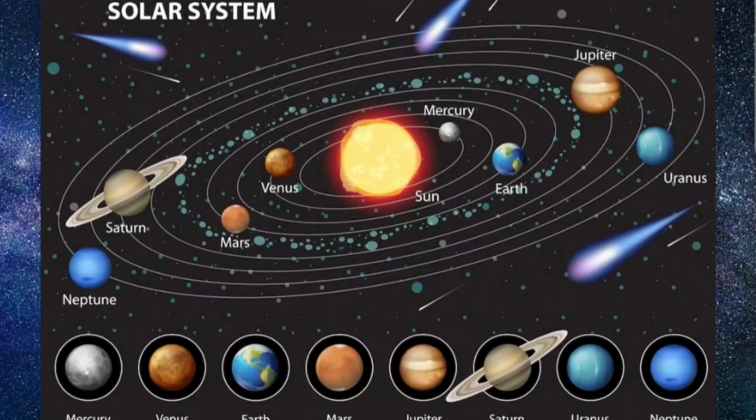And then Neptune literally takes 165 years to go around the sun just once. That's really unfortunate, man. This right here is a picture of the solar system. You can see a lot of things orbiting the sun. These are orbits.